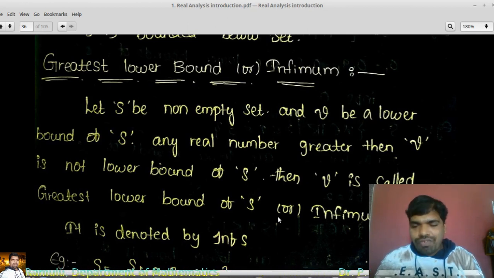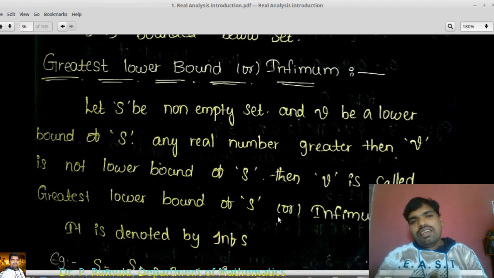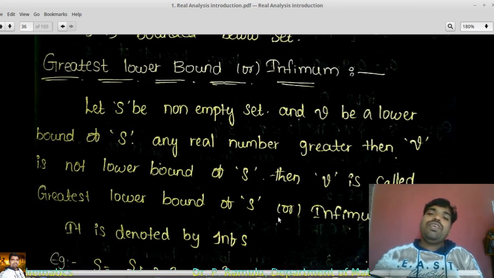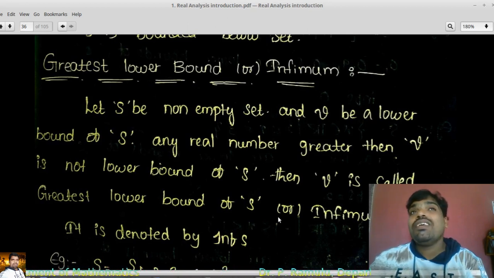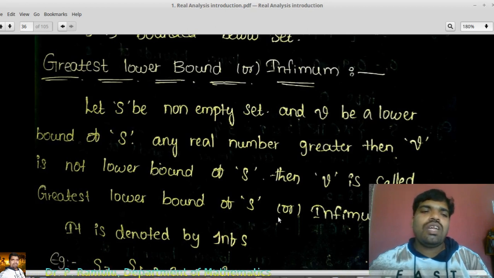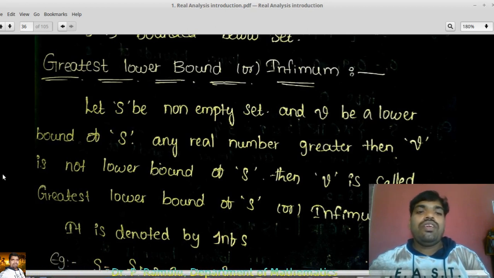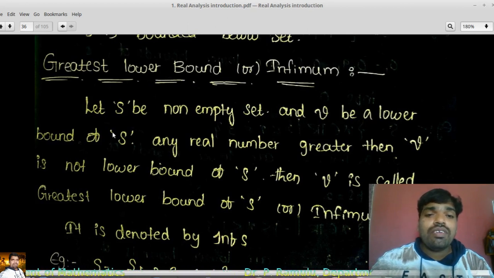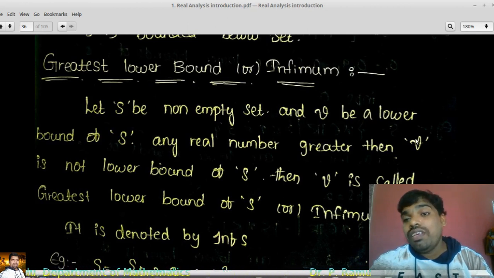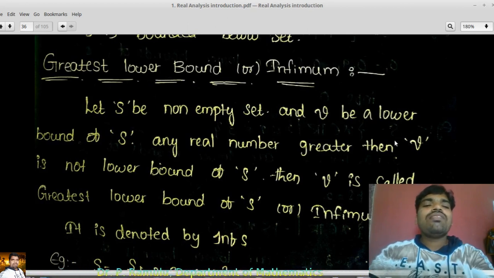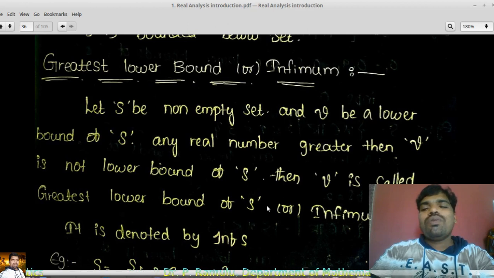I'm taking this for the definition. Let S be a non-empty set and V be a lower bound of S. Be careful. If any real number greater than V is not a lower bound of S, then V is called the greatest lower bound of S, or infimum of S.